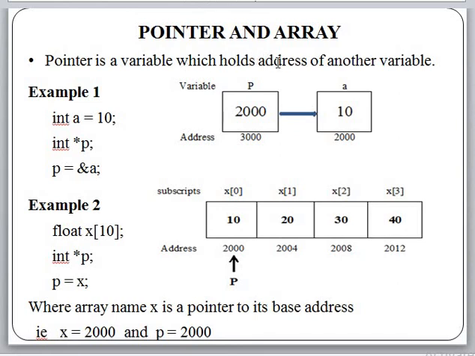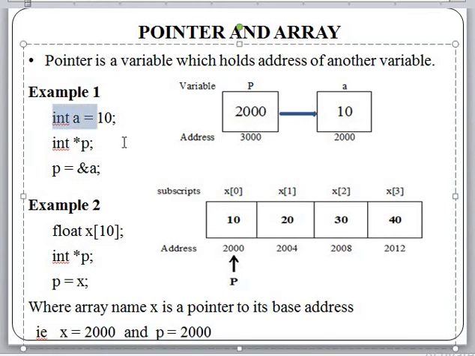A pointer is a variable which holds the address of another variable. Here in this case, let us consider a small declaration in example 1. Let me declare an integer variable a with value 10. Now let me declare a pointer star p, where star indicates that it is a pointer variable. If I remove this star, it becomes an ordinary variable. Whenever there is a pointer variable, we have to prefix it with a star.